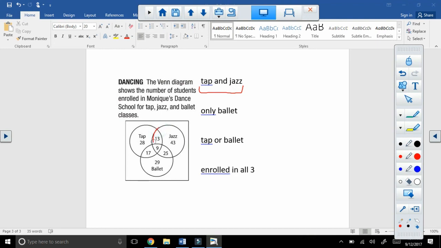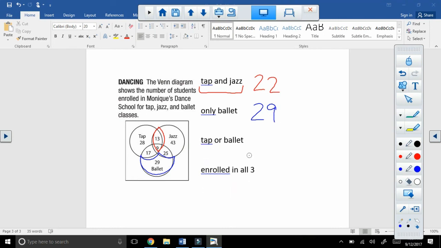So I'm going to find that in this section here. It's where they overlap. It's where they intersect. So the kids that do tap and jazz is going to be the 22 kids that are found in those intersections. So 13 plus 9. Okay, only ballet would be these kids here, because this 17 and this 9 and that 25, those kids do more than just ballet. So the kids that only do ballet are the 29.